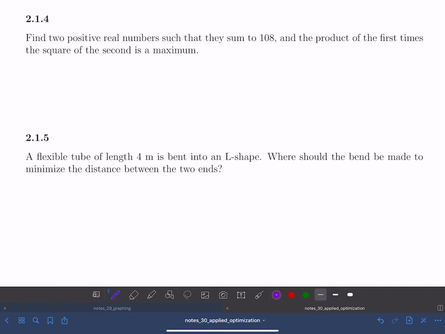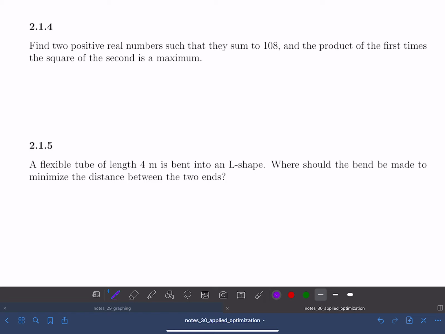Find two positive real numbers such that they sum to 108. And the product of the first times the square of the second is a maximum. This one, I like this problem. This problem's good. This family of problems is really awesome. Right? So there's a constraint. These numbers sum to 108. That's going to be a relationship.